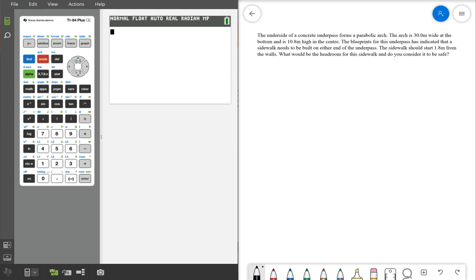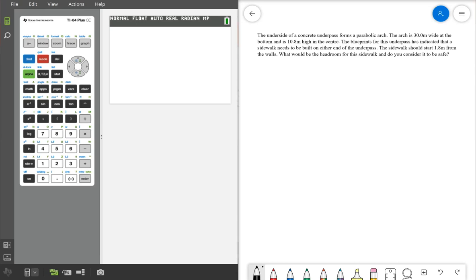All right, second problem. The underside of a concrete underpass forms a parabolic arch. The arch is 30 meters wide at the bottom and is 10.8 meters high in the center. The blueprints for this underpass have indicated that a sidewalk needs to be built on either side of the underpass. The sidewalk should start 1.8 meters from the walls. What would be the headroom for this sidewalk, and do you consider it to be safe?